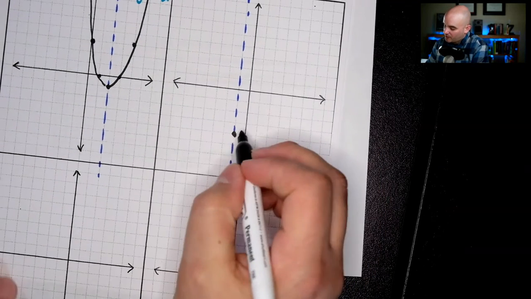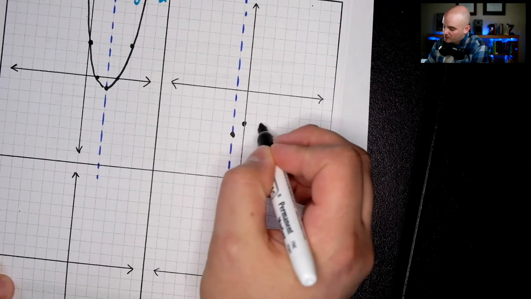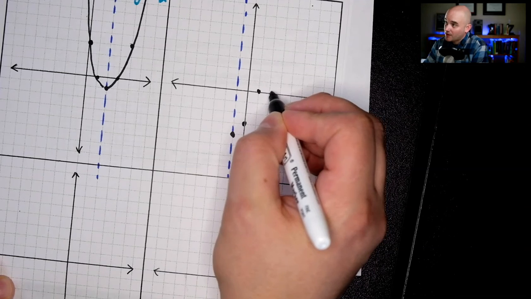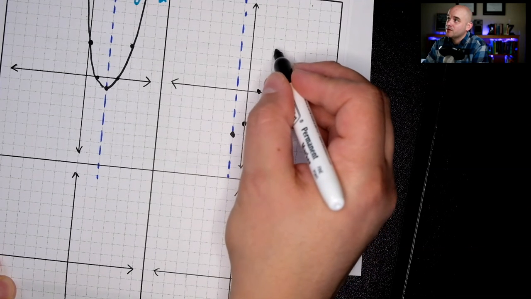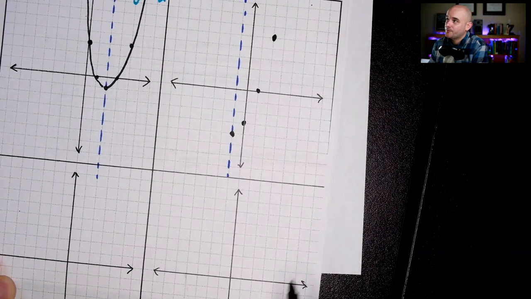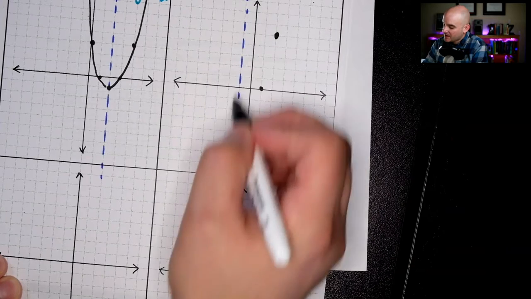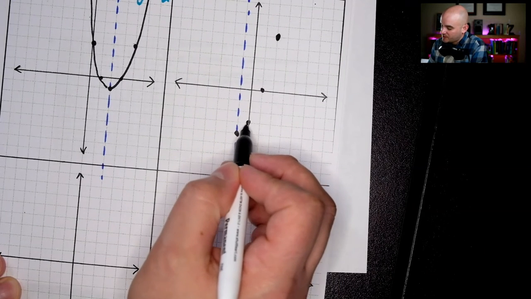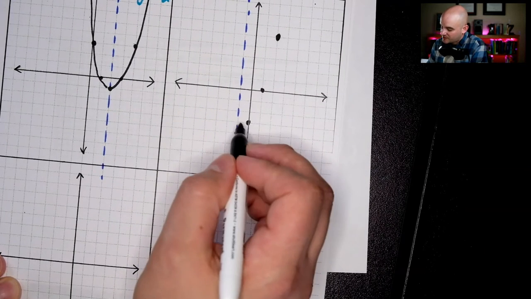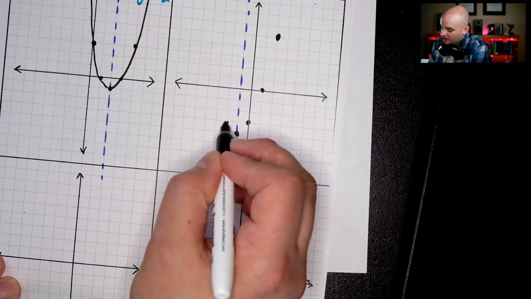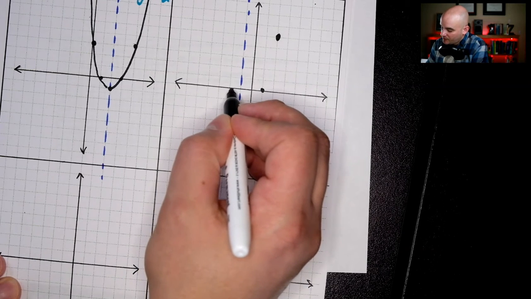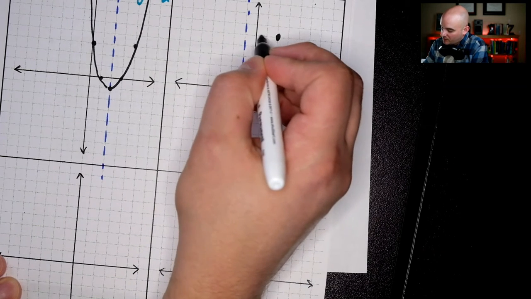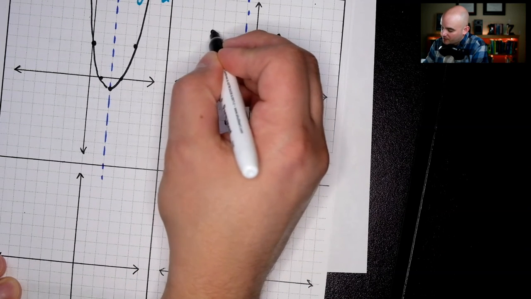And so we're going to go over 1, up 1, over 1, up 3, over 1, up 5. 1, 2, 3, 4, 5. Put a dot there. And then I can use that axis of symmetry to help me graph the left side using symmetry. So I'm going to go over 1, over 2, 1, 2, over 3, 1, 2, 3.